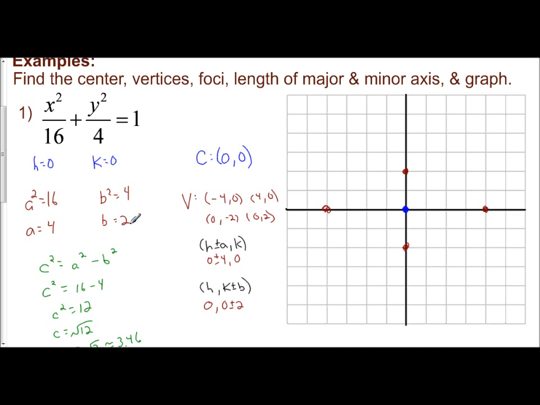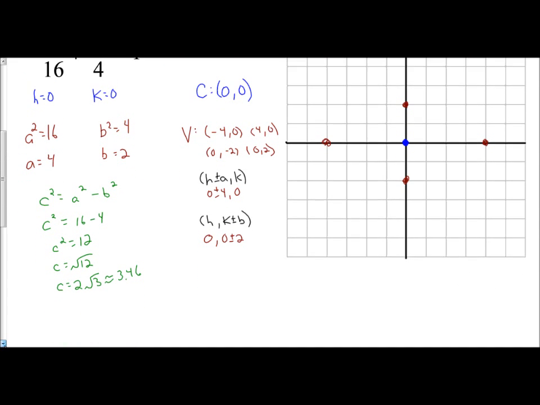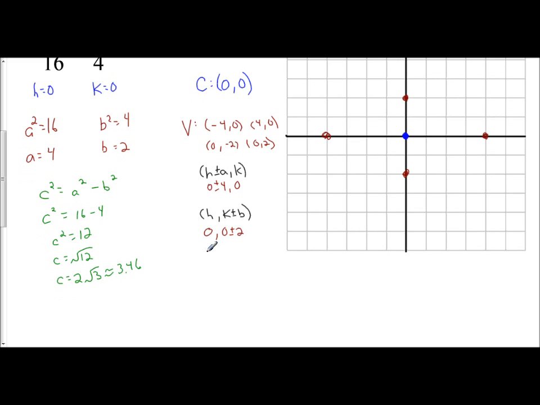And that's it. Now what you can do is identify the coordinates of your foci as well. So those are my vertices. Let's do the coordinates of our foci. The foci are located c units from the center on your major axis. So here my major axis is horizontal. It's the longer of the two. And so c units from the center on the major, which means I'm going to be adding and subtracting c from my horizontal value, my x value.